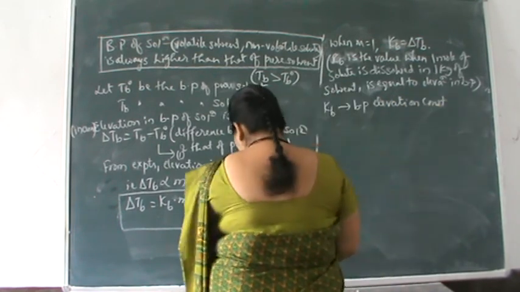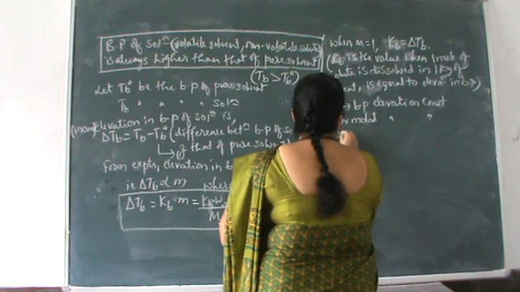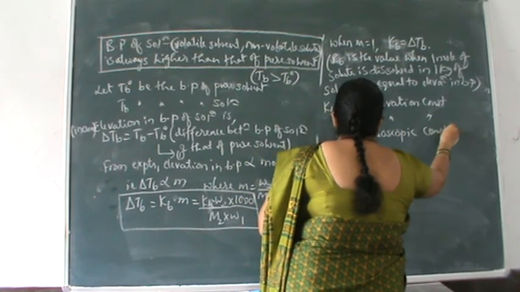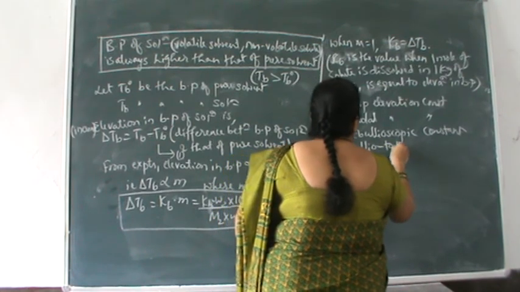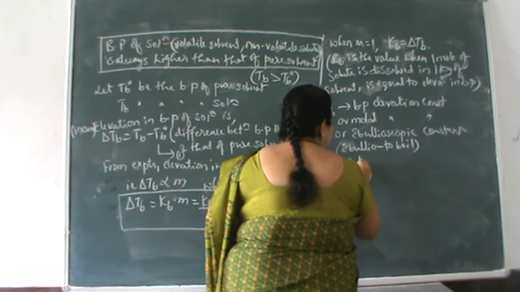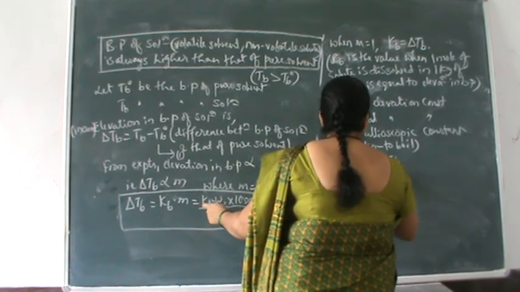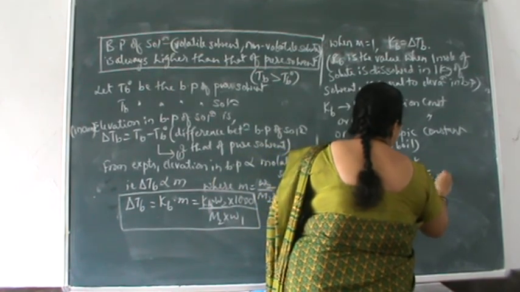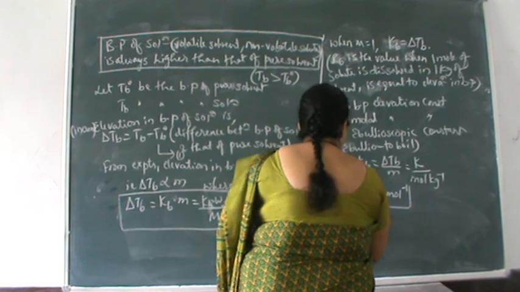KB is called the boiling point elevation constant, or molar elevation constant, or ebullioscopic constant. In Greek, ebullio means to boil. The unit of KB: KB is equal to delta TB divided by M. Delta TB is in Kelvin and molality is in moles per kg, so the unit of KB is Kelvin kg per mole.